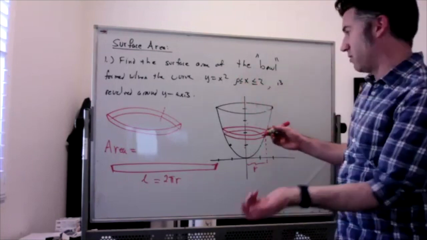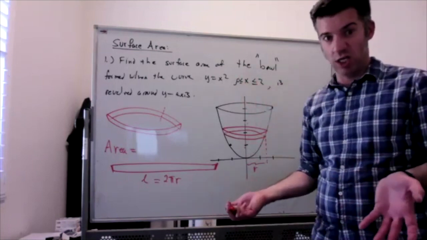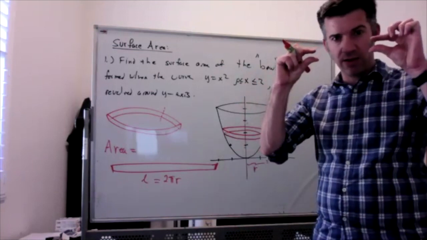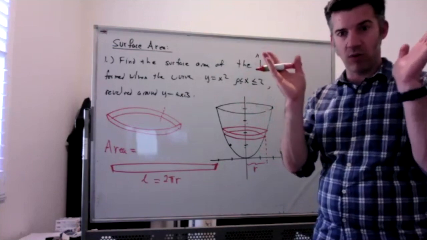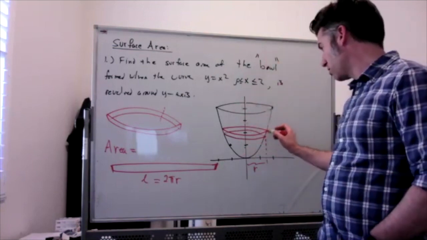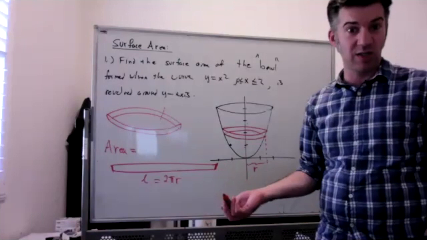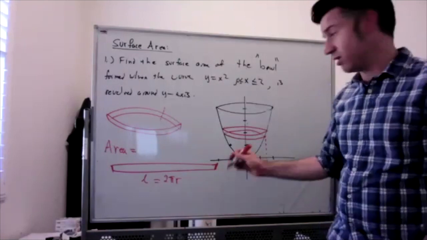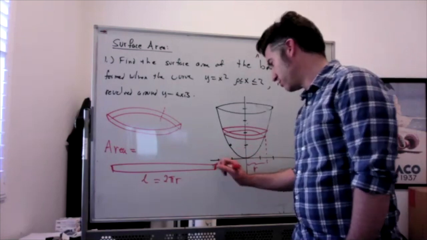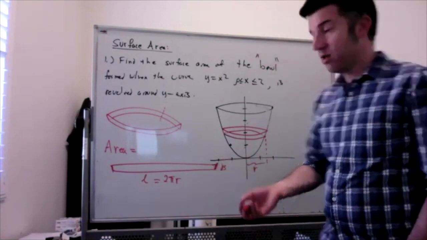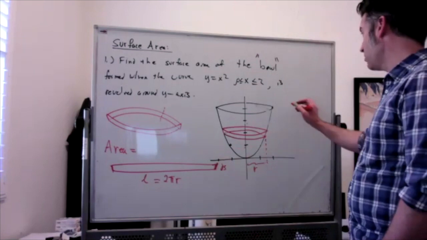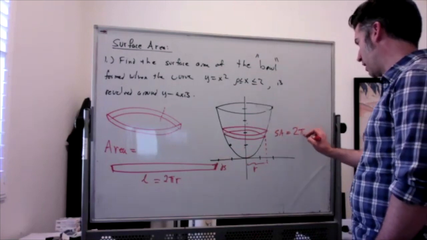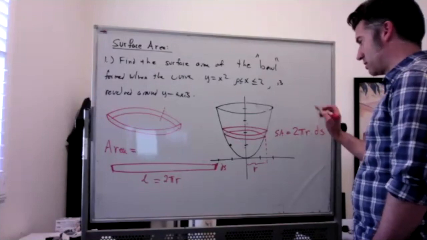And the problem here is that there really is a significant change. No matter how small you make your rubber band, it's still slanting outwards. This length here isn't just a change in x or a change in y. It's a change in the length, a ds, if you will. So the surface area of this band is 2 pi r times ds.